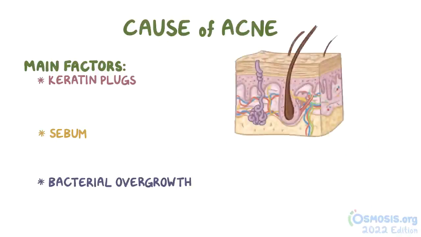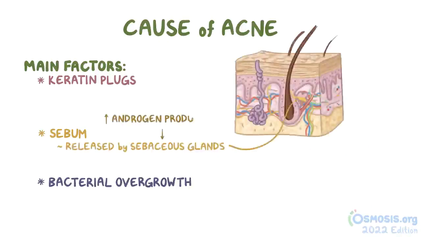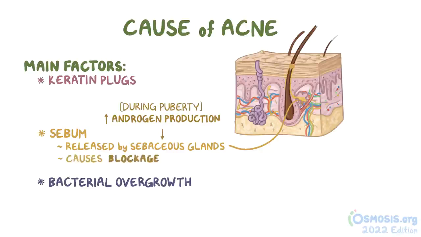Second, there's sebum, which is released by sebaceous glands in response to increased androgen production, like during puberty, in both boys and girls. The sebum contributes to clogging up the follicles and causes blockage just like the keratin plugs.